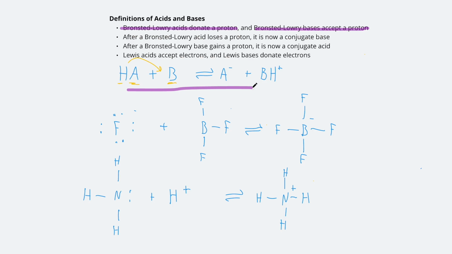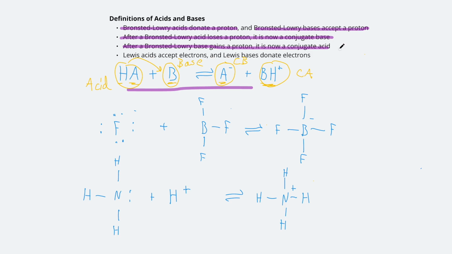So then on the right side, we can see that the proton is attached to B and A has lost the proton. So that would make B the base, HA is the acid, and then after a Bronsted-Lowry acid loses a proton, it's called a conjugate base. So then A minus on this side is the conjugate base. And then after a Bronsted-Lowry base gains a hydrogen or a proton, then it's called the conjugate acid. So then this is the conjugate acid, the BH.